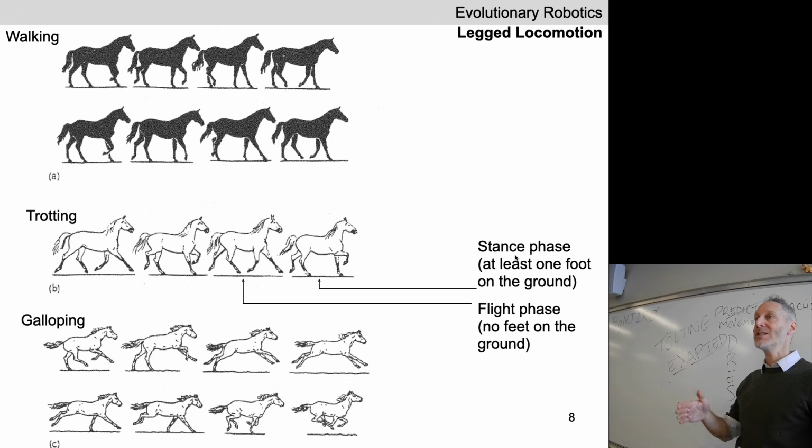Stance phase meaning there is at least 1 foot on the ground, or is the animal in flight phase, no feet on the ground. When we walk, do you have a flight phase? Is there ever a moment in time in which both feet are off the ground? So walking is energy efficient and kind of helps with stability.